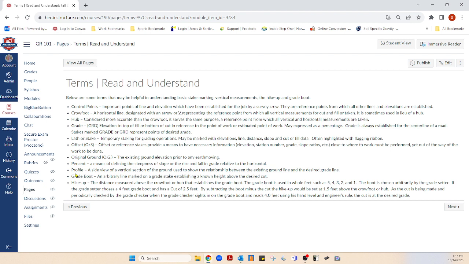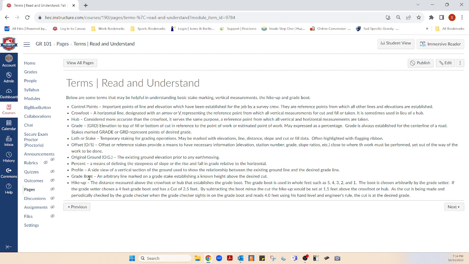So consider a highway. If you see a profile, that means that right down the center of the line, they've sliced that highway, and what you're looking at is what's underneath that highway. And this will begin to make sense as we move along. Also, the grade boot. Now, there's two things right here. I put them close together.